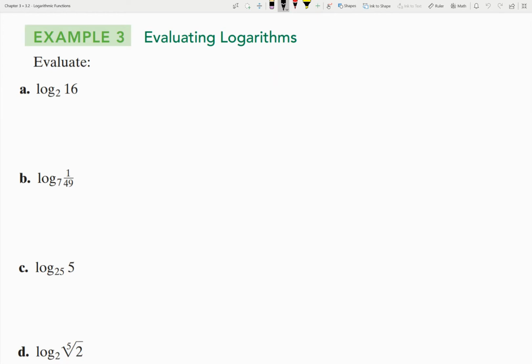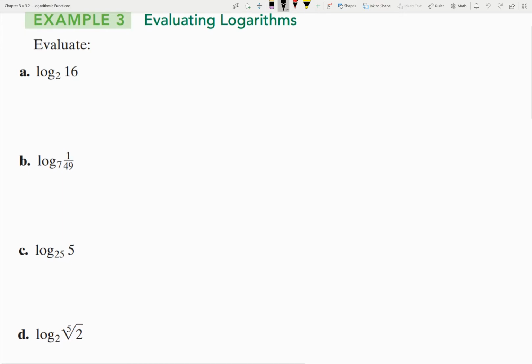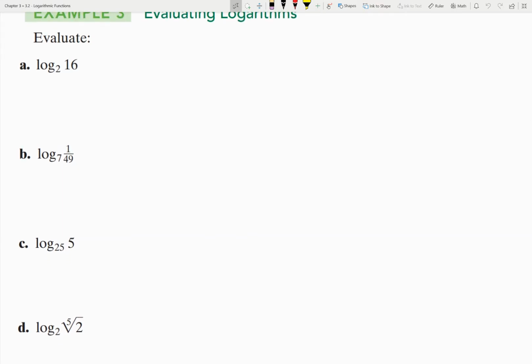Okay, so we can do that with these problems. Log base 2 of 16. What power do you need to raise 2 to get 16? And that would be 4, right? 2 to the first is 2. 2 squared is 4. 2 to the third is 8. Yeah, sorry, I forgot 4. 16 is 2 to the fourth.